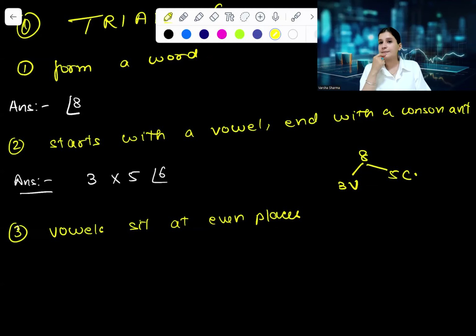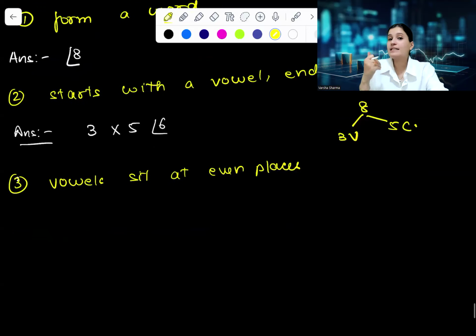How many ways are there? Yes. It will be 4P3. Vowels sit at even places. So there are four even places: second, fourth, sixth, and eighth.